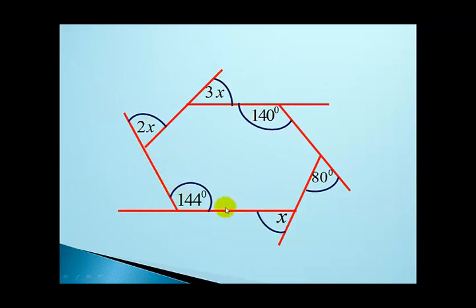Now we consider the diagram in B. This is the diagram we are given in B. We have interior angles, that are angles within the closed plane figure. The angles are 140 degrees and 144 degrees. And we also have exterior angles. These are angles outside the closed plane figure. And so we have 2x, 3x, 80, and x to be exterior angles. Now let's look at how best we can solve these problems.